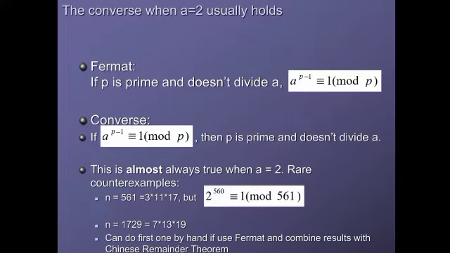Rare counterexamples: if n is equal to 561, which is equal to 3 times 11 times 17, then 2 raised to the power of 560 is congruent to 1 mod 561. So n is equal to 1729, which is equal to 7 times 13 times 19.